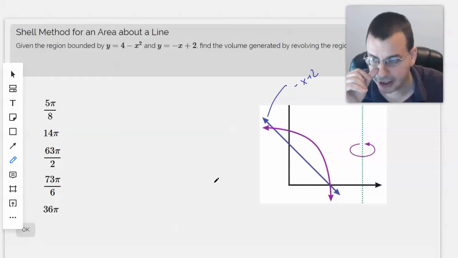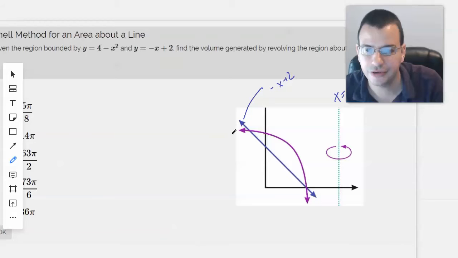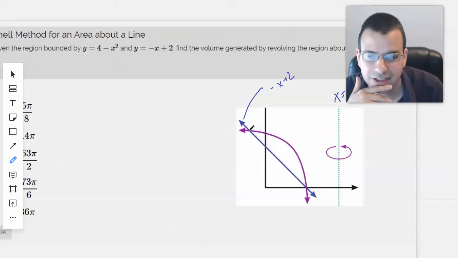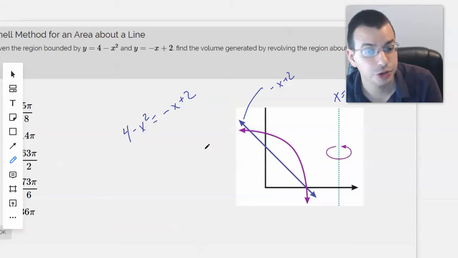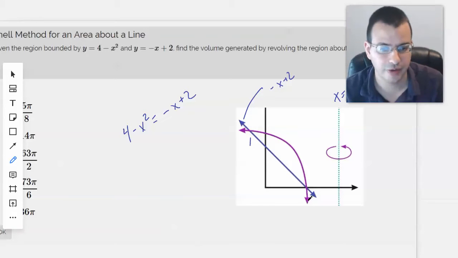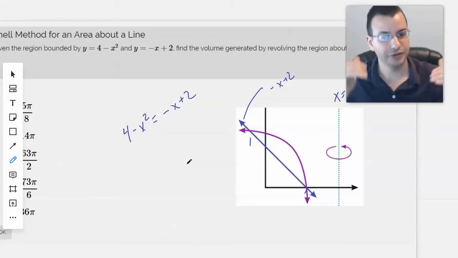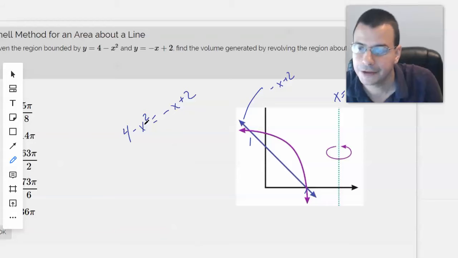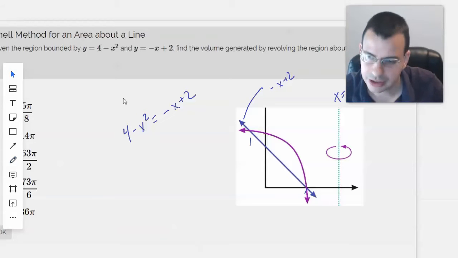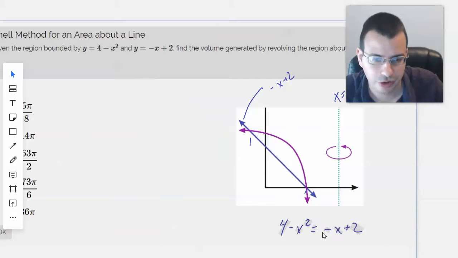And so let's find the intersection points. So we want to find out where these are equal. So we could say 4 minus x squared equals negative x plus 2. So we should get two values for this, one value there and one value there. So this is saying where the y values of the two equations are equal. So that is really sideways. I can do better. Maybe move it over here.